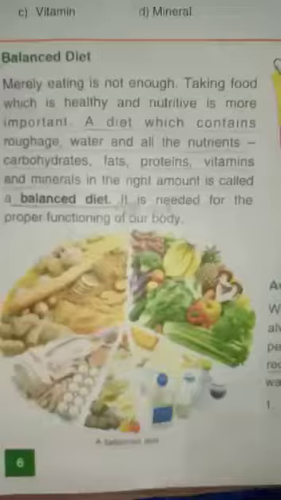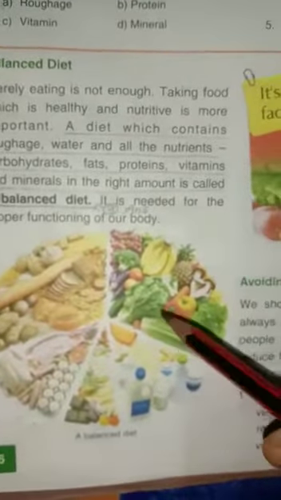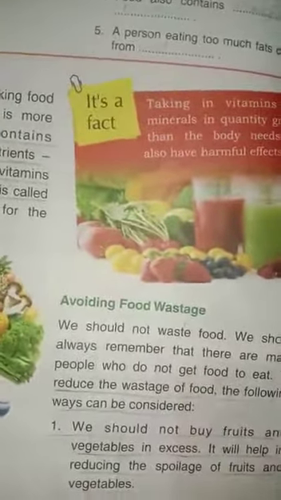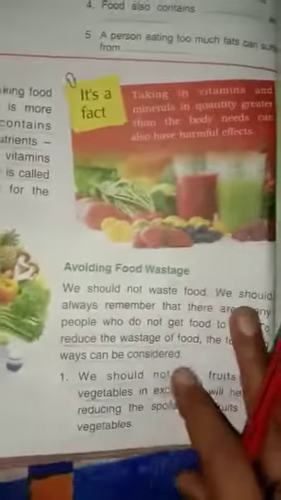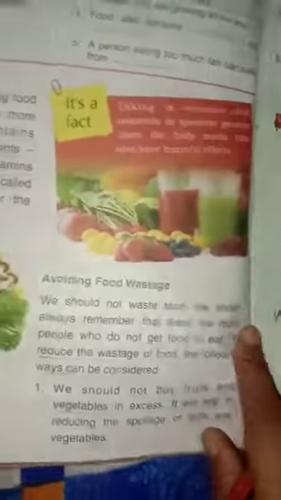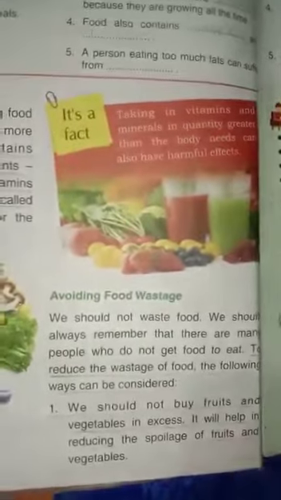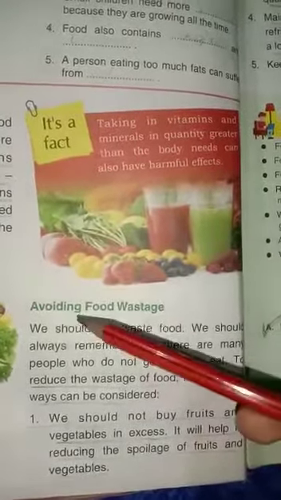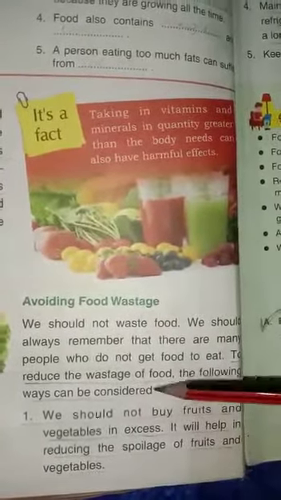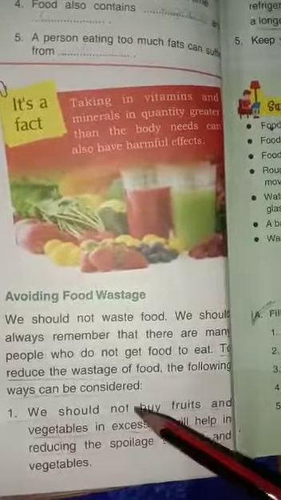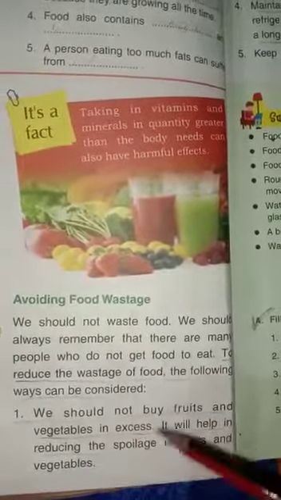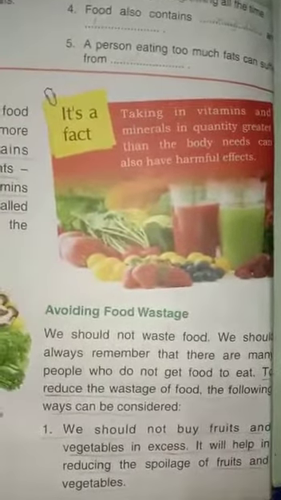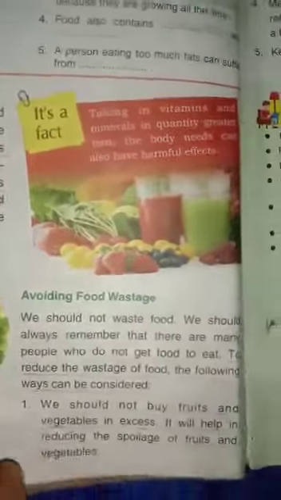Okay, so it is needed for the proper functioning of our body. Now, avoiding food wastage. Students, as we know, food is very essential and we should not waste food because there are some people in our country who do not get food in their daily life. So we should not waste food. How can we save food? We should not buy fruits and vegetables in excess. Why? Because these are perishable items and can be easily spoiled, so we can buy them in a limited amount and also use them.